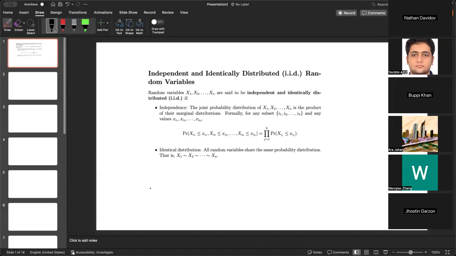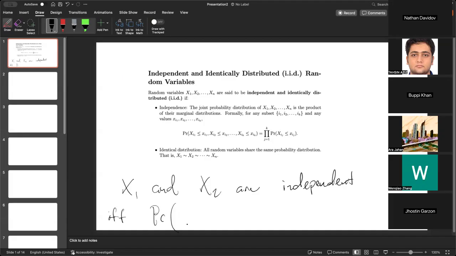And the way that we define this mathematically is X1 and X2 are independent if the probability that X1 equals little x1 and X2 equals little x2 is just a product. Right? That was what it meant for two random variables to be independent.